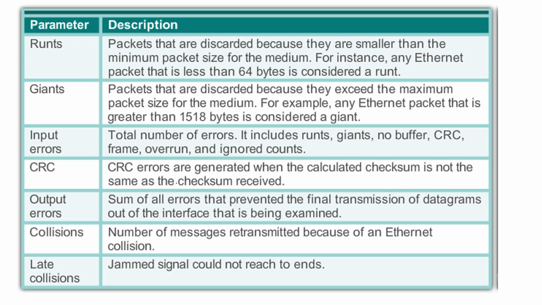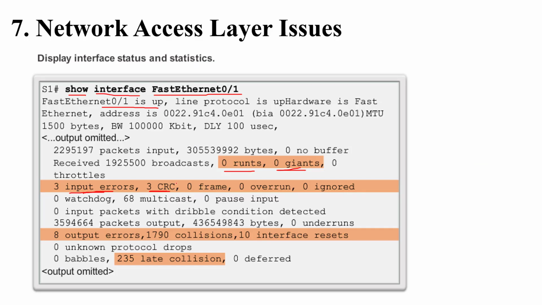So what is a runt? What is a giant? What do input errors mean? What do output errors mean? What do collisions mean? This will happen for every interface. In every interface, if you go to FastEthernet 0/0, you can find some runts, some giants, input errors, CRCs, output errors, collisions, late collisions. Everything is given here. You can see 235 late collisions, then 3 input errors, 3 CRC errors.